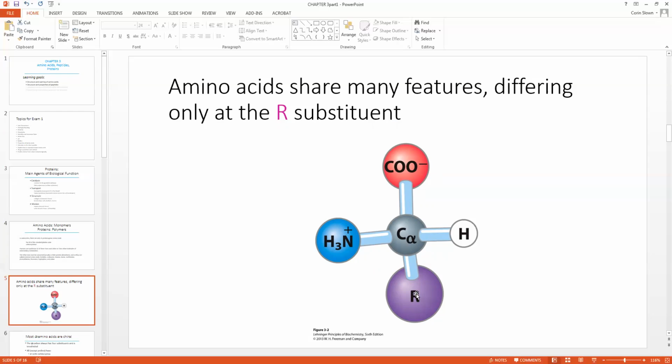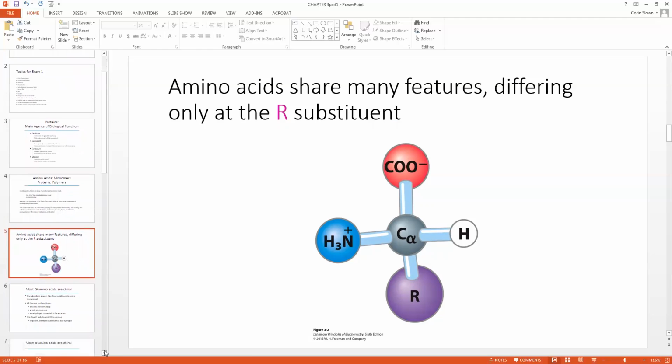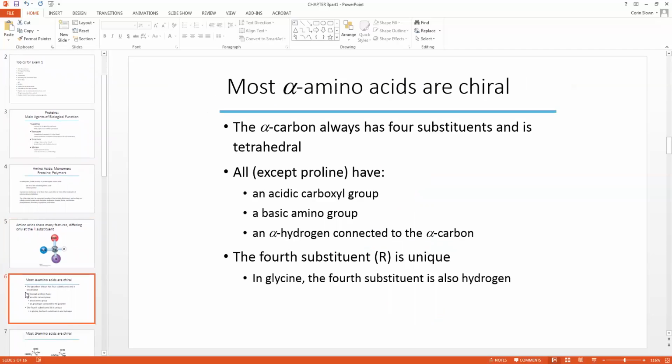And what we're going to see is that we have 20 different R groups. So with the exception of proline, everything else in our molecule is the same. But it's really this R group that provides the striking differences in terms of the behavior of our amino acids. It's worth noting that most alpha amino acids are going to be chiral. So that alpha carbon is always going to have 4 substituents. And because of that, it's going to be tetrahedral.